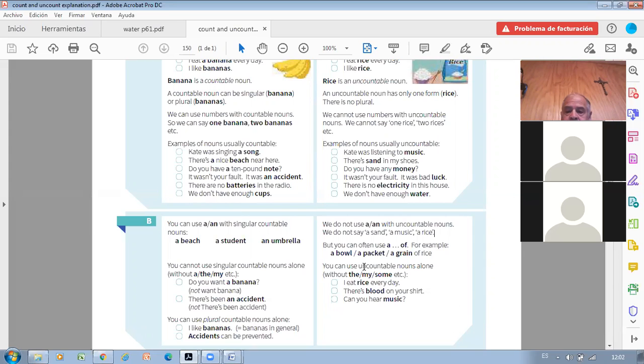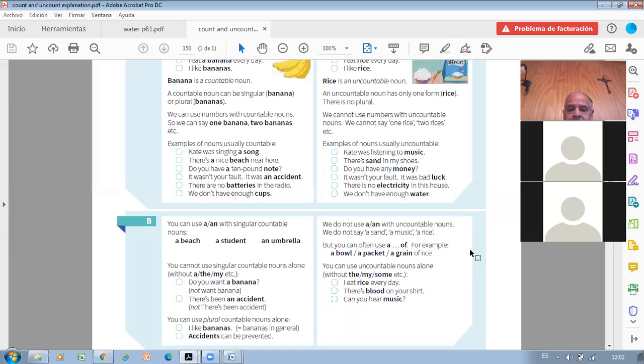Carlos, please read this part now. Yes, I am. We do not use a or an with uncountable nouns. We do not say a sand, a music, a rice. But you can often use a of, for example, a bowl, a packet, a grain of rice.